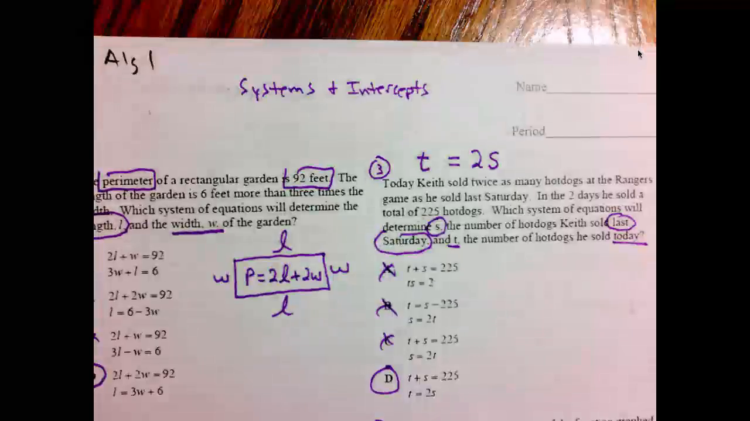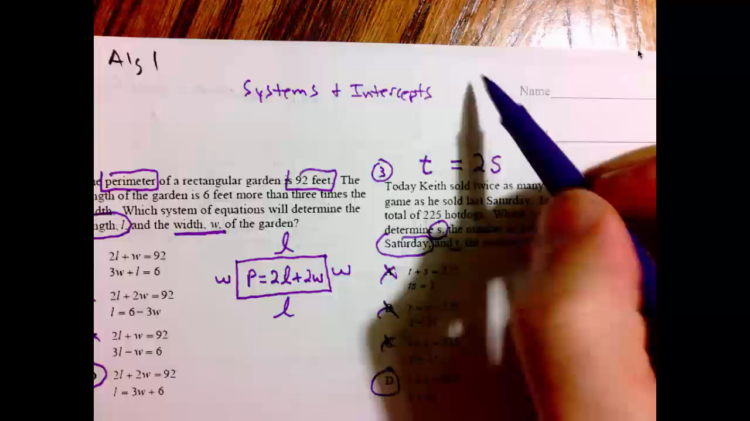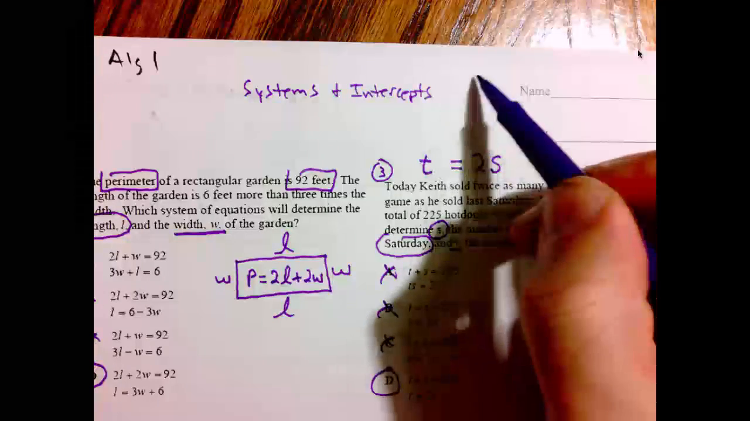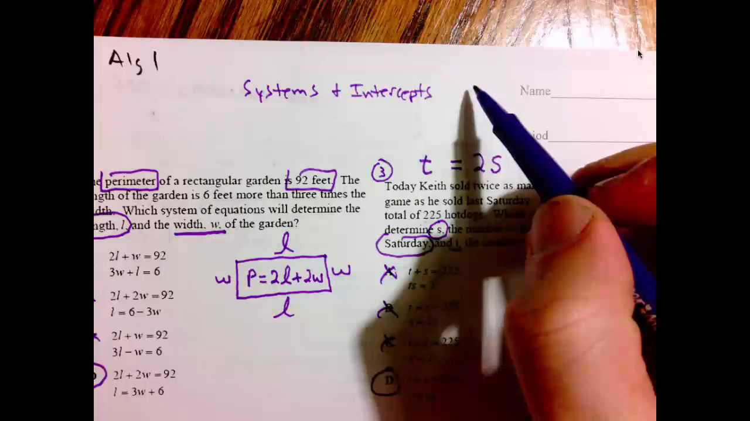Count the number of problems you got correct and write that number at the top of your quiz, and I will interpret what your score is briefly.